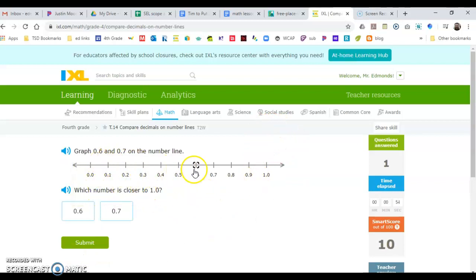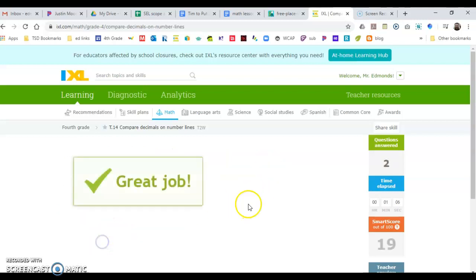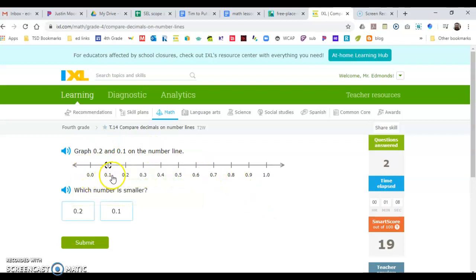Okay, same thing. Graph both numbers, 6/10, 7/10, and then which number is closer to 10/10 or 1, and then we have to click the number also. Oops, don't click that right there. Okay, so now the question changed on us. We still have to graph both numbers, 2/10, 1/10, just did that right there.